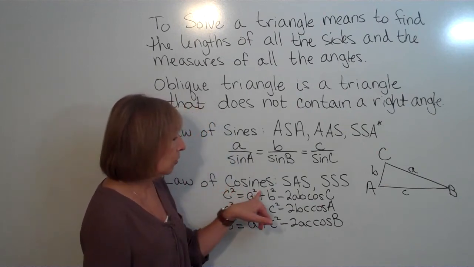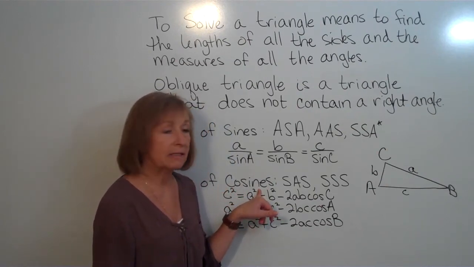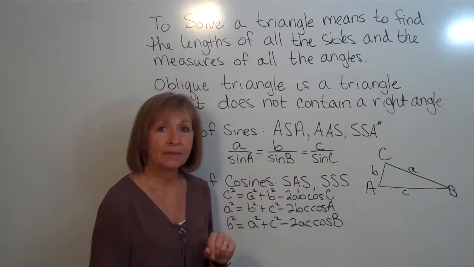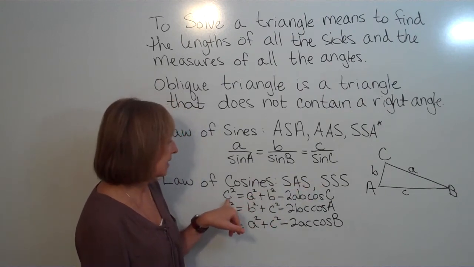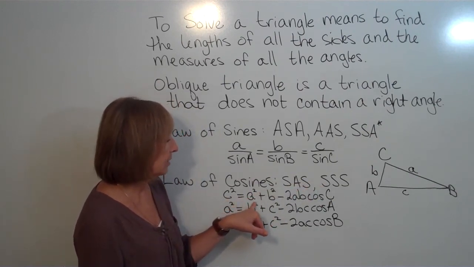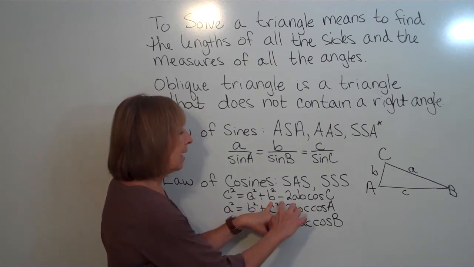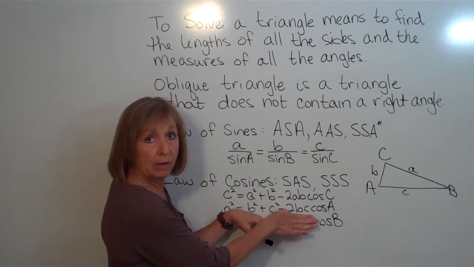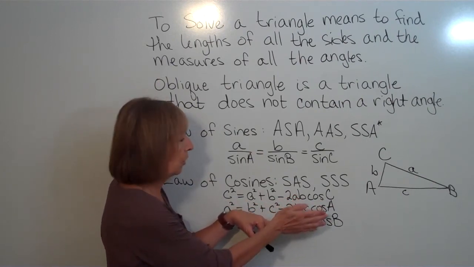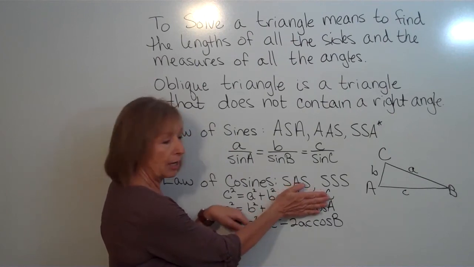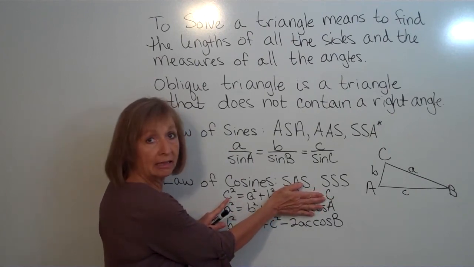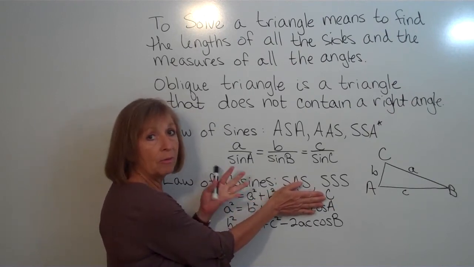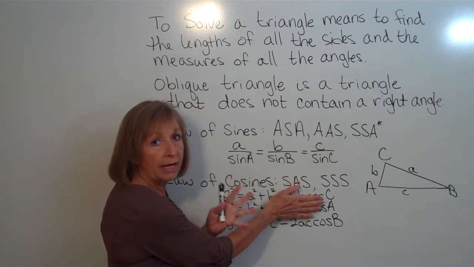Now, the law of cosines is for when you have pieces of information of side, angle, side, or side, side, side. The law of cosines is c squared is equal to a squared plus b squared minus 2ab cosine C. And then these other two are just rotations around the triangle depending on which angles and sides you know. If you cover up the subtraction part, this starts by looking like the Pythagorean Theorem: c squared is equal to a squared plus b squared. But remember, the Pythagorean Theorem is only good on right triangles.